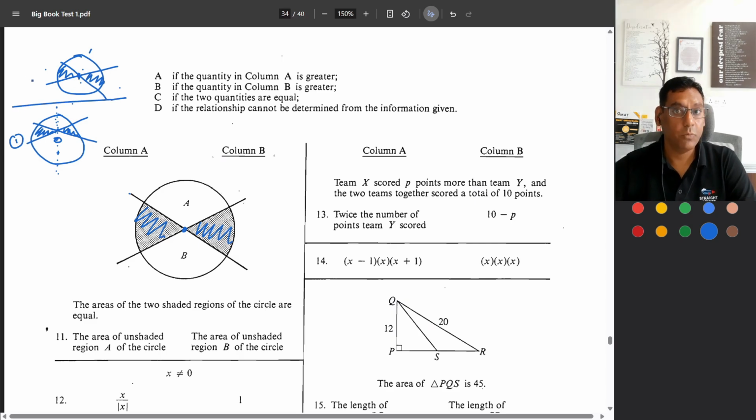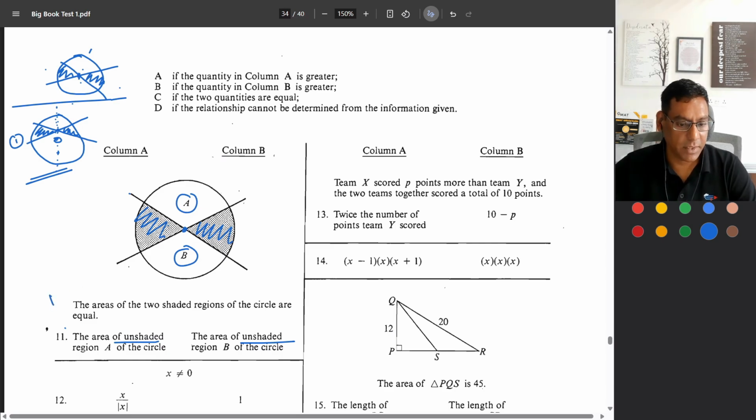So we don't know whether it is the origin or not. If it is the origin, we can compare these unshaded regions. That's what they are asking. The shaded region A versus unshaded region B. In that case, that's going to be equal. But there is another case where the shaded regions can be equal, but the unshaded regions, one will be bigger, one will be smaller. Okay, so it's important again to observe this possibility. Otherwise, you are likely to get this wrong. So the answer here is D.